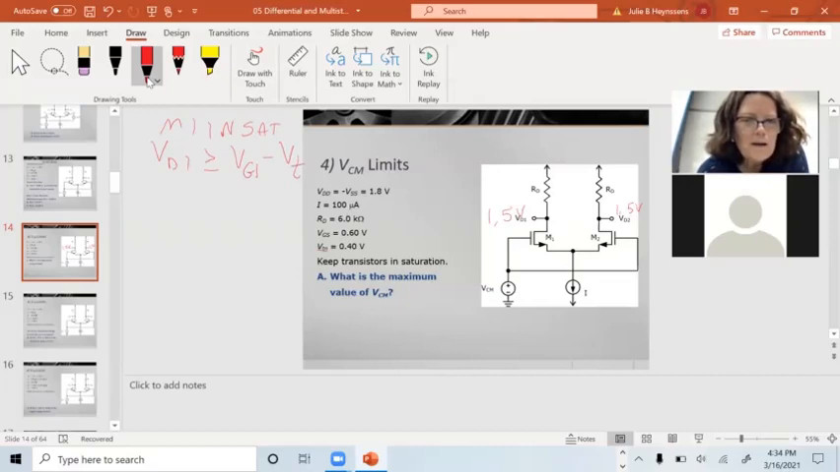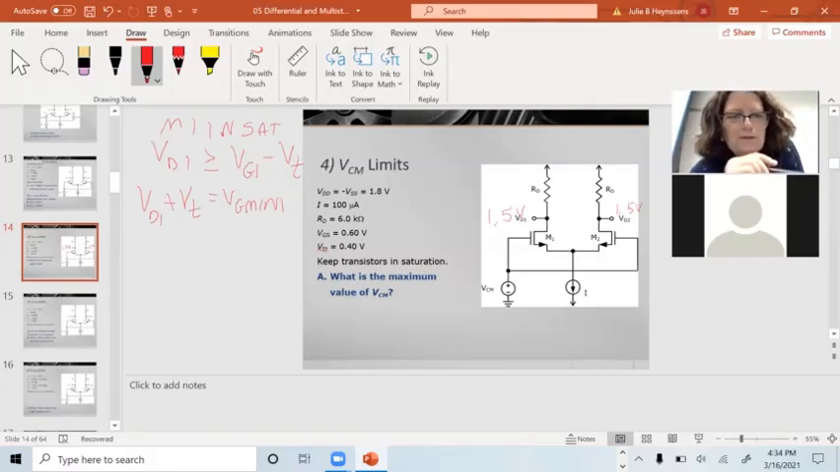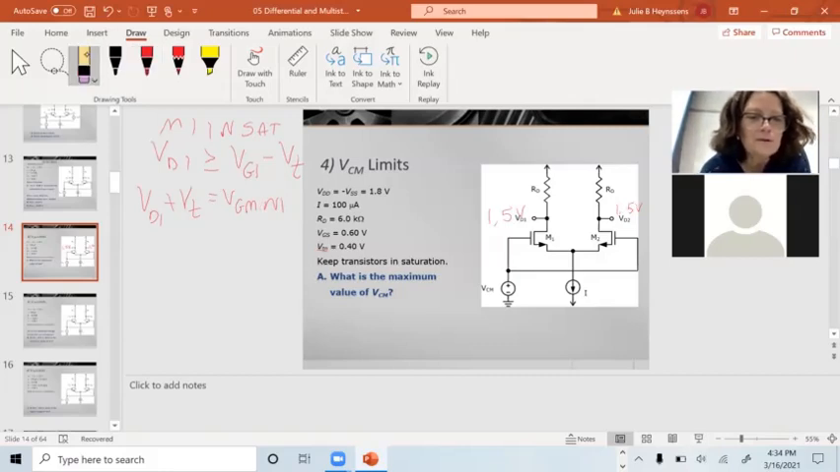So my VG min is going to equal VD1 plus VT. That doesn't sound right. That's VG max. Yes, that's VG max. We switch the min and the max, and we'll use the eraser.